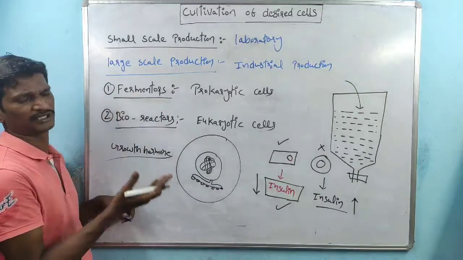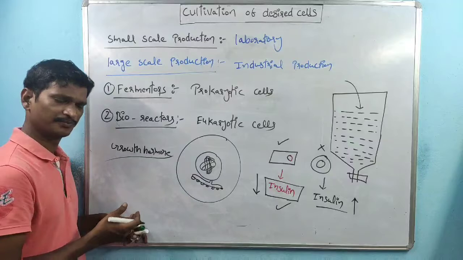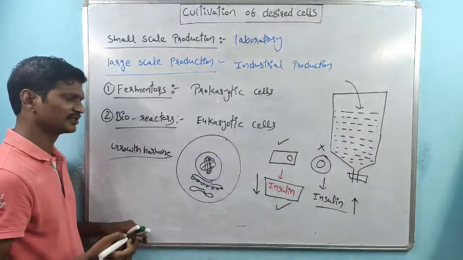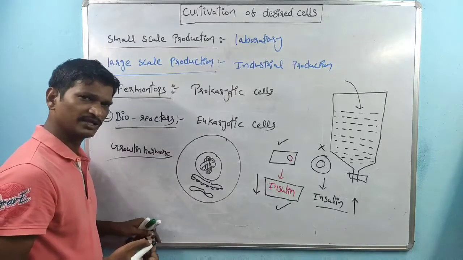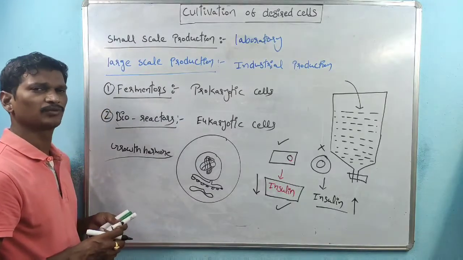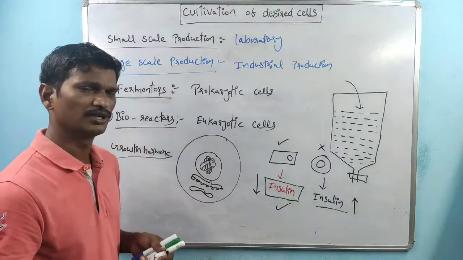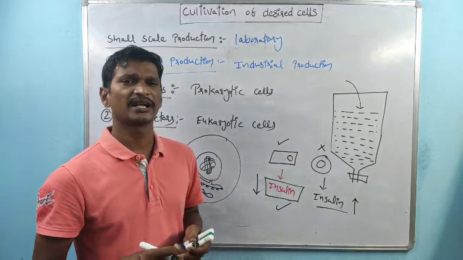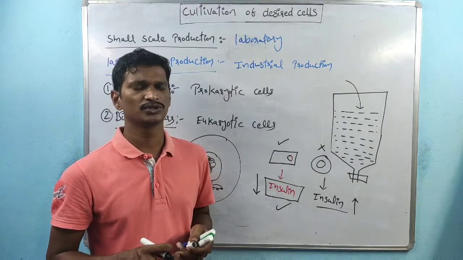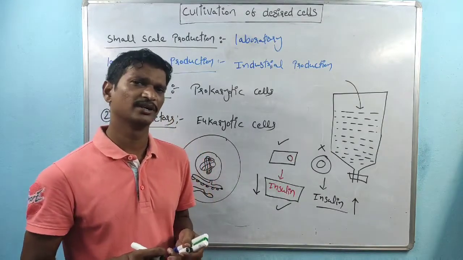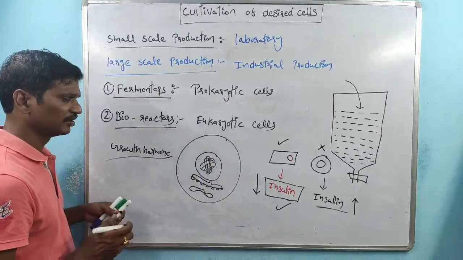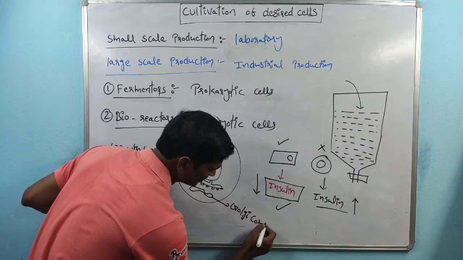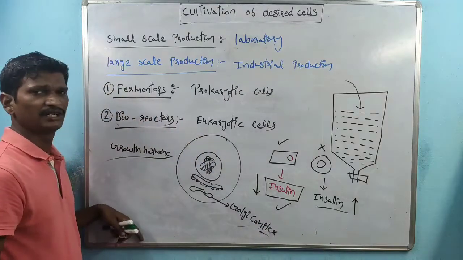Not only growth hormone, you can take any example, other than insulin. Here there is a Golgi complex. We know some of the proteins are hormones. For their activity, some post-translational modifications are required. Post-translational modifications are only carried out by the Golgi complex.